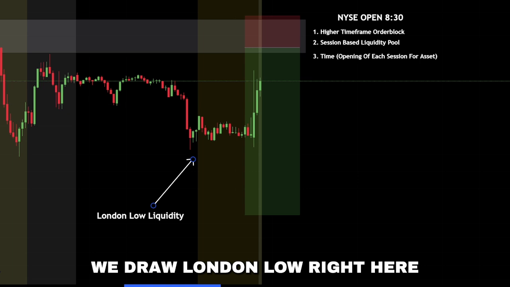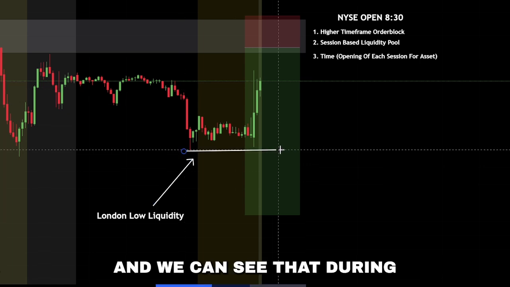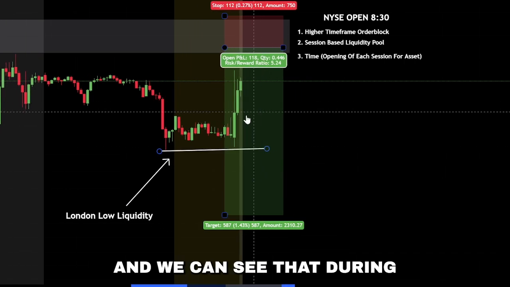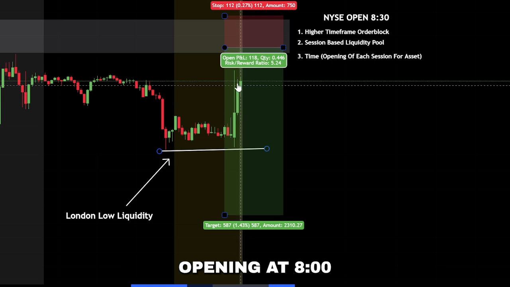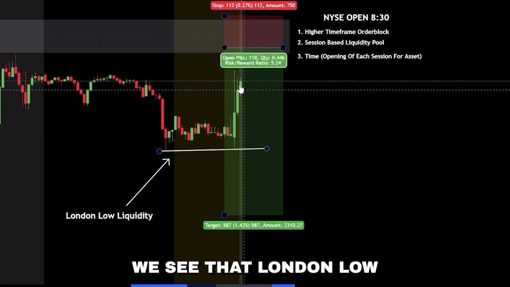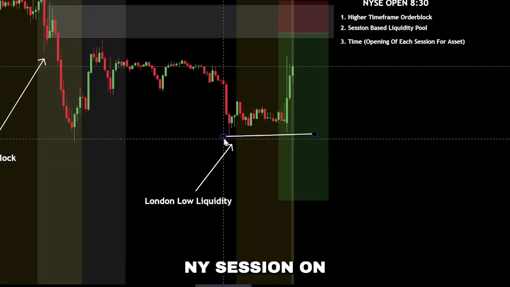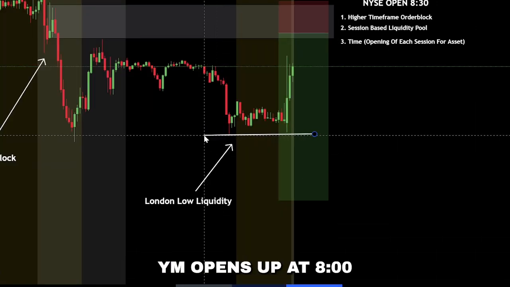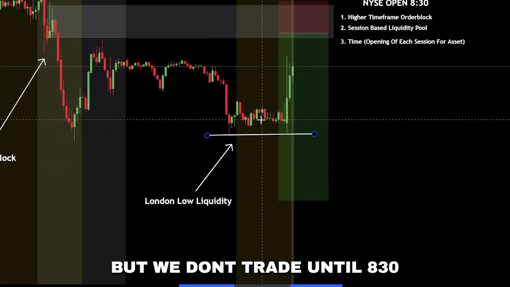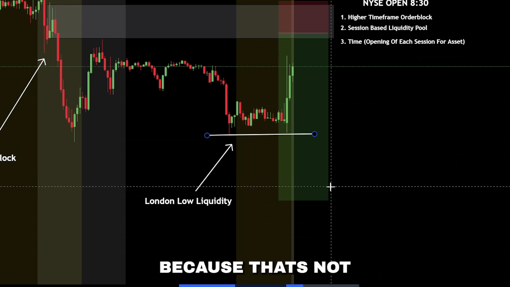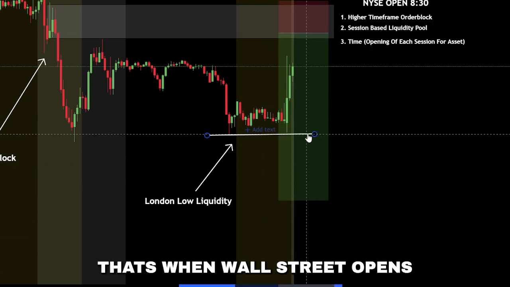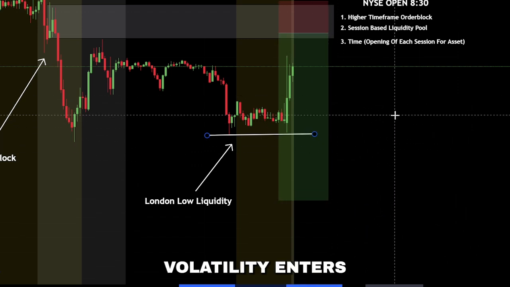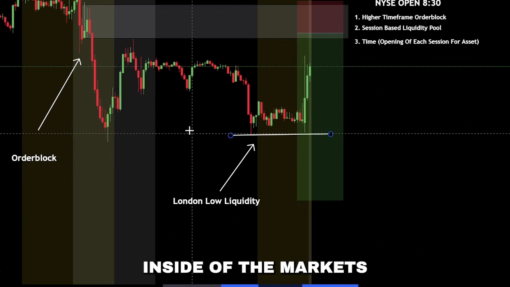We draw London low right here, and we can see that during NY session, which is just now opening at 8 o'clock, London low has not been taken out yet. NY session on YM opens up at 8 o'clock, but we don't trade until 8:30 because that's when Wall Street opens, and that's when the most volatility enters inside of the markets.